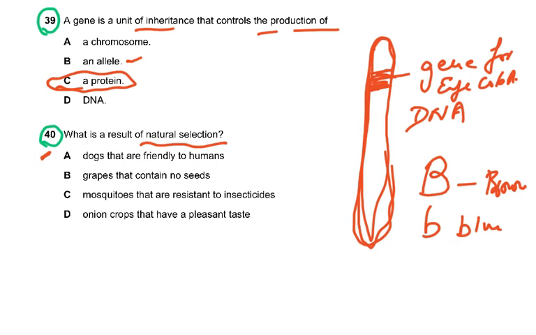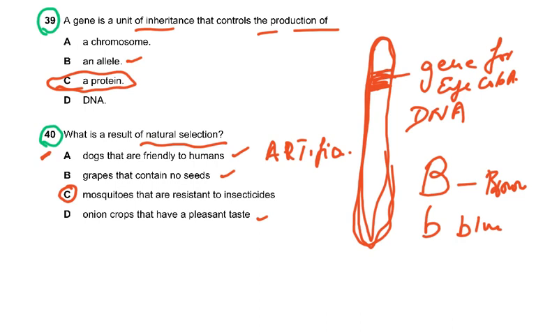So now human benefit: dogs that are friendly to humans, this is a human benefit. Grapes that contain no seeds will sell for more money, so it's again human benefit. Then onion crops that have a pleasant taste sell more, so it's all human benefit. So these are all examples of artificial selection.